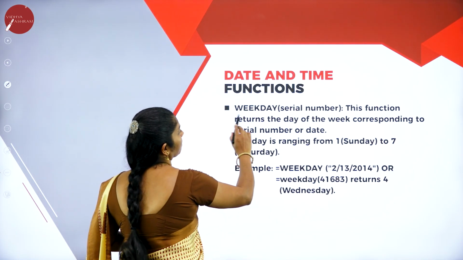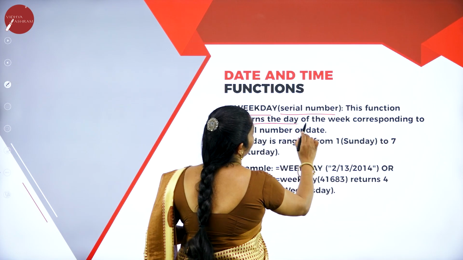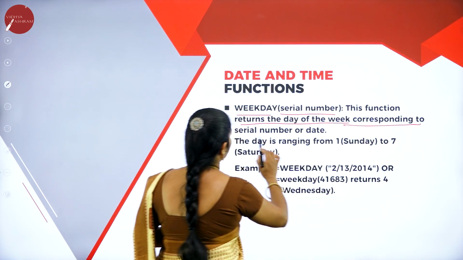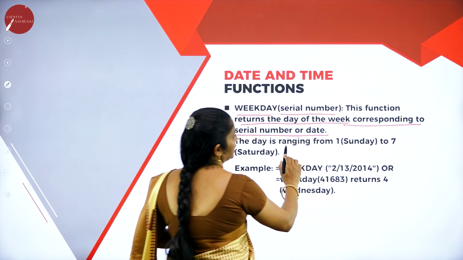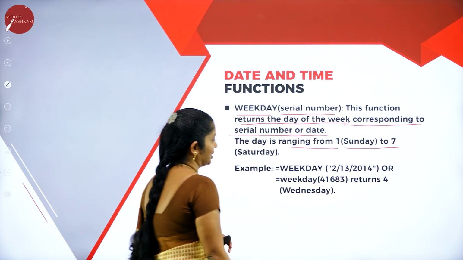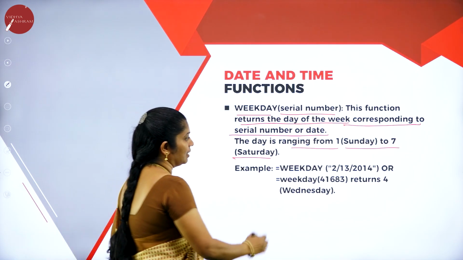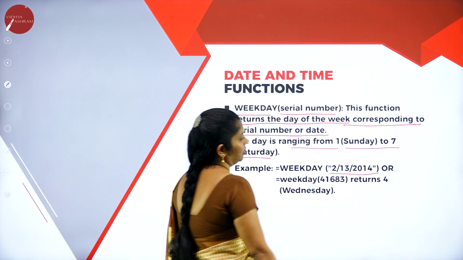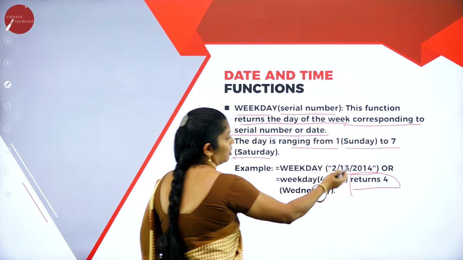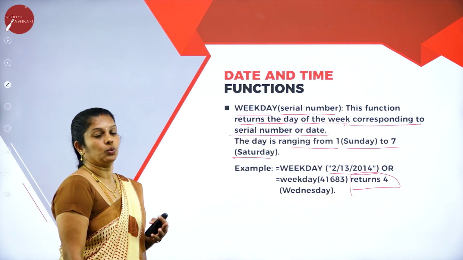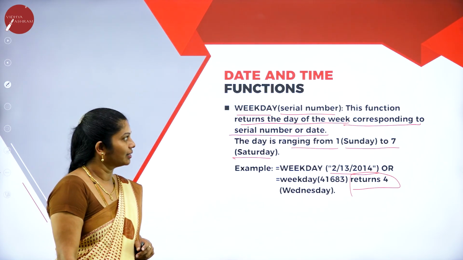Next, WEEKDAY. There also inside the bracket you write the serial number. This function returns the day of the week corresponding to the serial number or date we have given. The days range from 1, Sunday, to 7, Saturday. If I write Sunday as 1, then 2, 3, like that it will display. For example, weekday of 41683 returns 4, because that is the day of the week it belongs to, which is Wednesday. Now, is it clear?